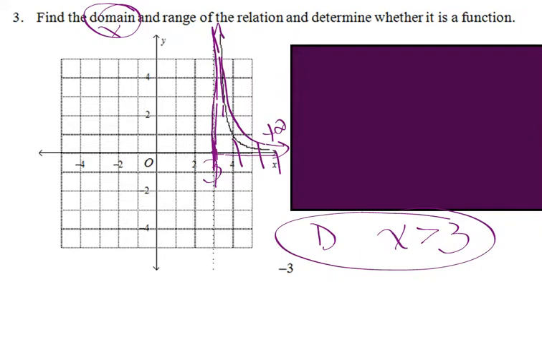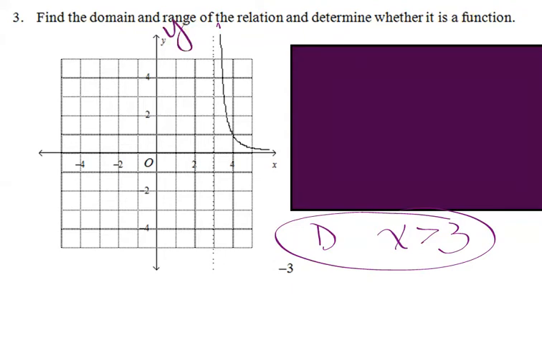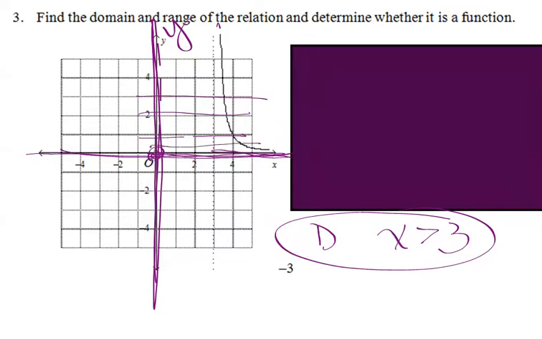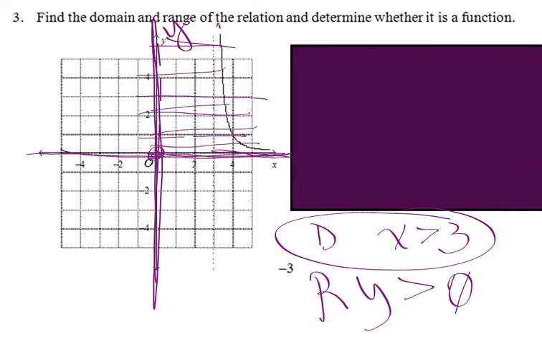Now, for the range, we have to look at our y values. So the range is our y values here on the y-axis. When we look at this graph, we notice that, okay, does it hit 0? Not quite, but it does hit 1 and 2 and everything past 0. So for our range, we can say that y is greater than 0. And that's your answer.